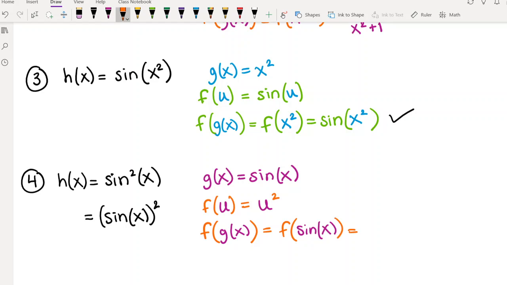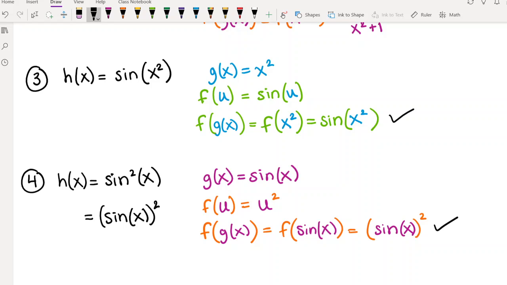And what is the function f supposed to do? Whatever is the input, you're supposed to take that and square it. So that means this function would be sine of x, squared, which is the same thing as sine squared of x. So we're good.